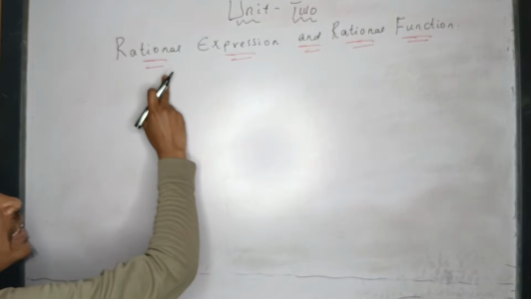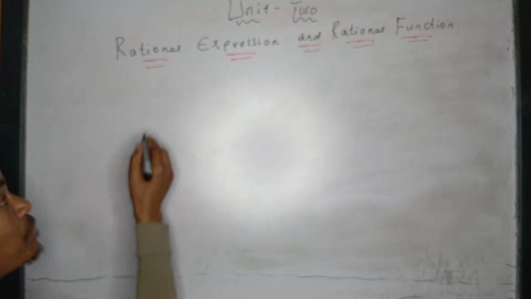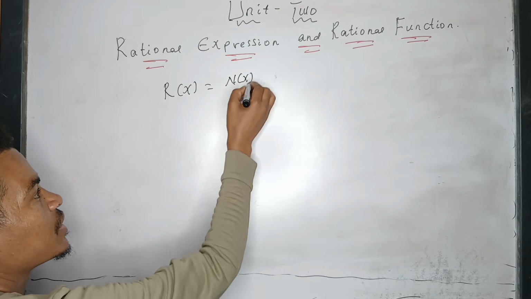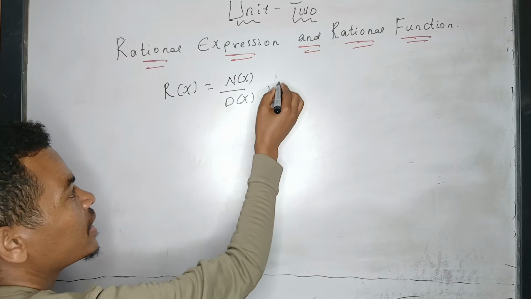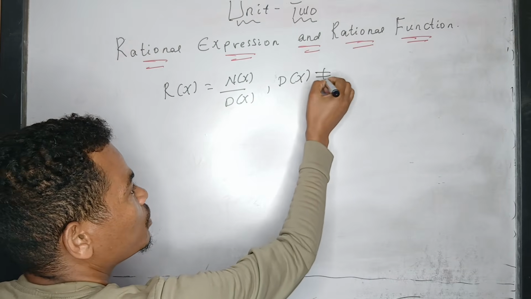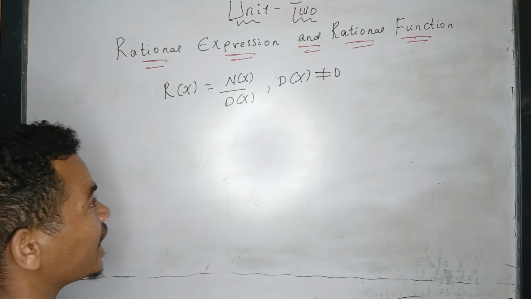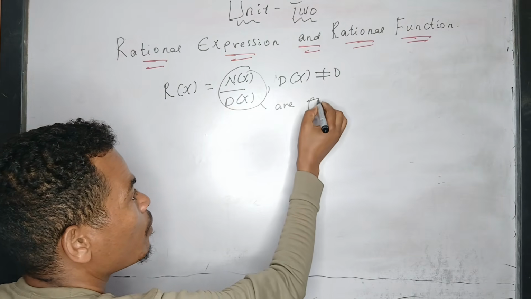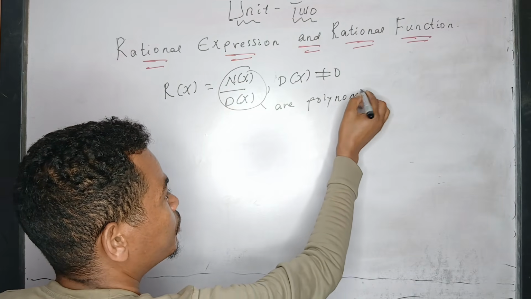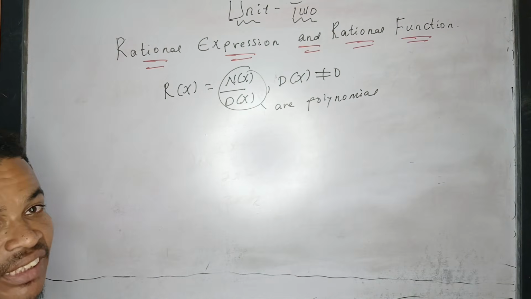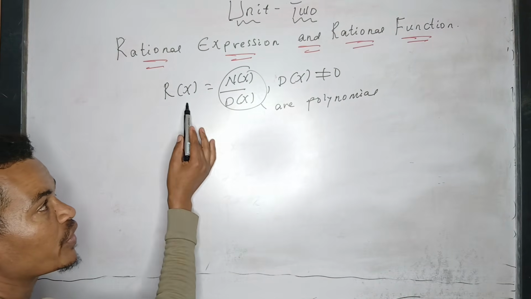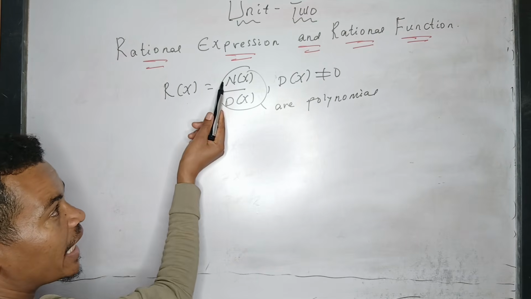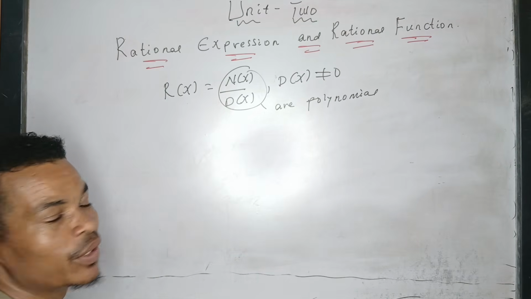So a rational expression is an expression which can be written in the form r of x equals n of x over d of x, where d of x is different from 0, and in this case n of x and d of x are polynomials. That is, n of x and d of x must be polynomials.